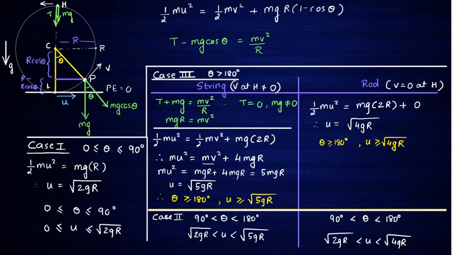Okay, so this is the analysis of vertical circular motion, of a point particle that is moving in a vertical circle and has been given the velocity u at the bottommost point in the horizontal direction.